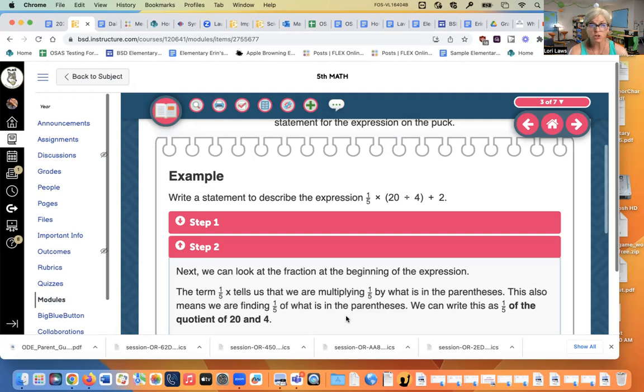Next, we look at the fraction. 1/5 times tells us we're multiplying 1/5 by what is in parentheses. This also means we're finding 1/5 of. So you can substitute for one or of for times. We can write this as 1/5 of the quotient of 20 and 4, or we can say 20 divided by 4 times 1/5.